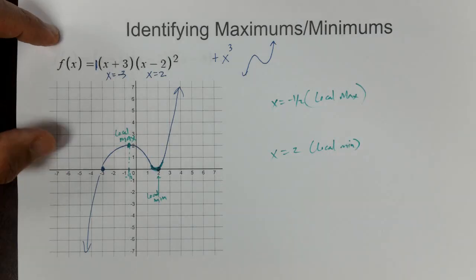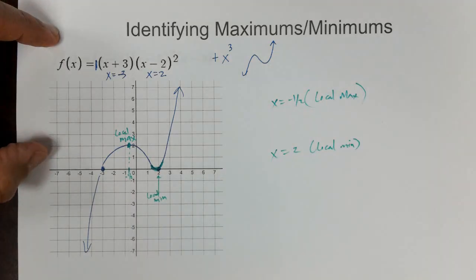We're not always going to have absolute maximums or absolute minimums, right? It depends on the other points in the graph. Are there higher points or are there no higher points? That kind of stuff.